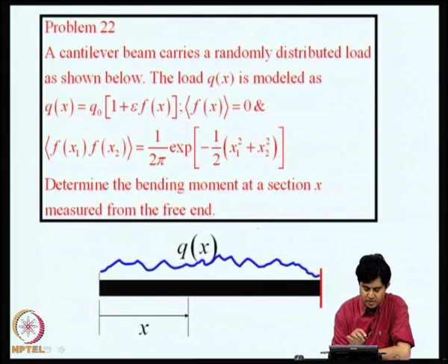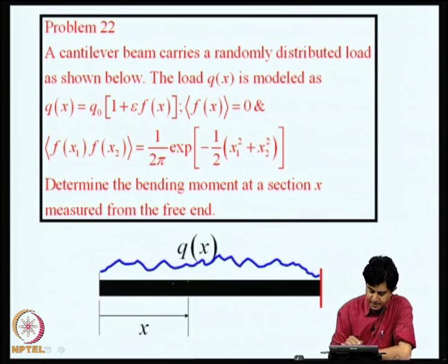Now, a similar problem. We have a cantilever beam, it carries a randomly distributed load as shown here, Q of x is a randomly distributed load. The load Q of x is modeled as Q naught into 1 plus epsilon f of x. F of x has 0 mean, but the expected value of f of x1 into f of x2 is not a function of x1 minus x2, therefore, the process is not stationary. This random field is not stationary. The question being asked is to determine the bending moment at a section x measured from the free end. That means, what is the bending moment at this section?